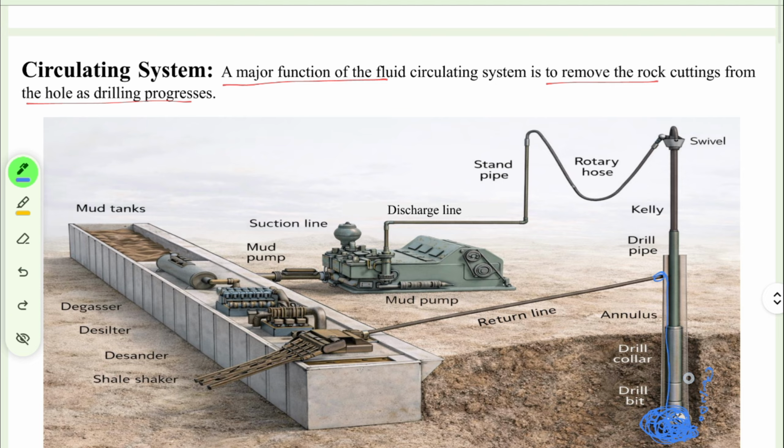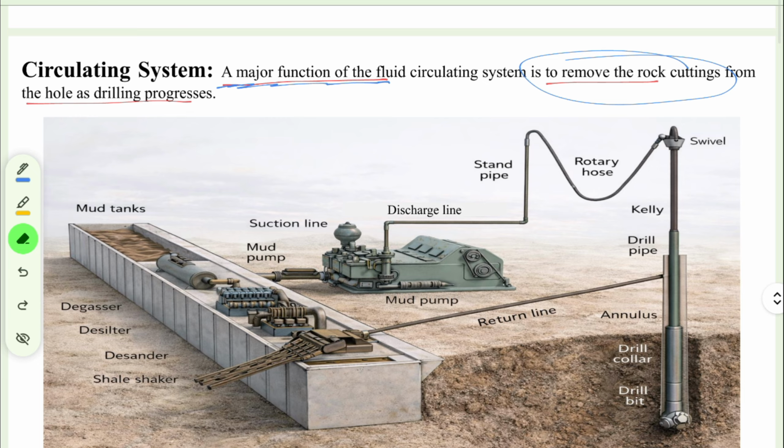So we want to remove this drill cutting which is generated by the drill bit, and that is removed by the circulating system through the drilling fluids. Okay, so that is the major function of the drilling fluid circulating system, to remove the rock cuttings. So now let's understand how this thing works. This is the pictorial diagram of the circulating system.